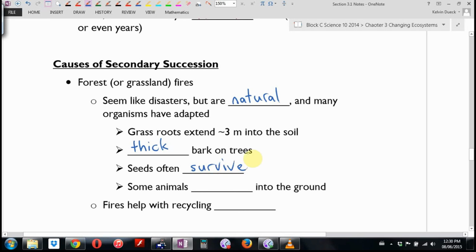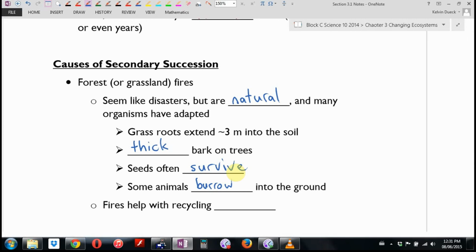Animals are less successful at surviving forest fires, but certainly some animals can burrow into the ground. It depends on how big the fire is. It depends if you're surrounded by it or not. So forest fires, again, do a YouTube search.